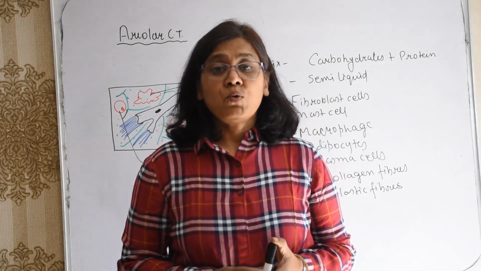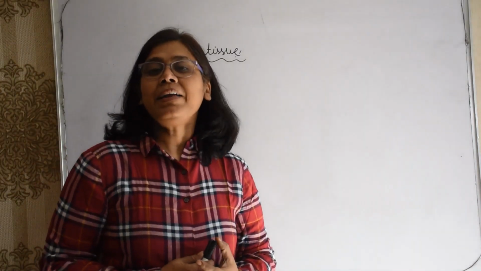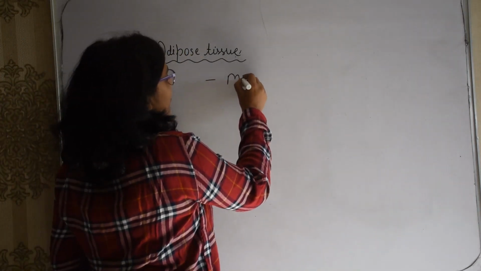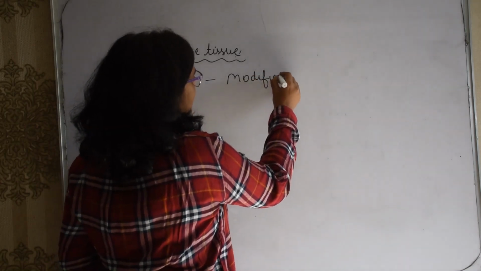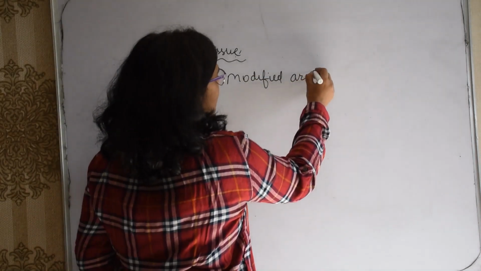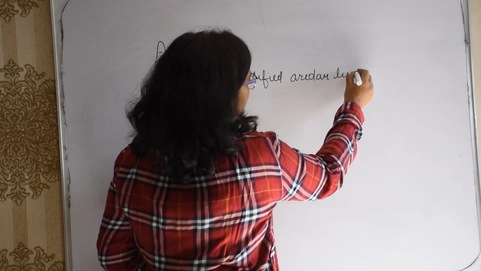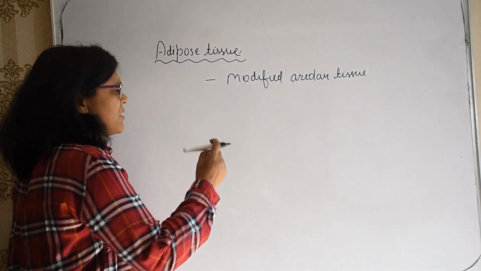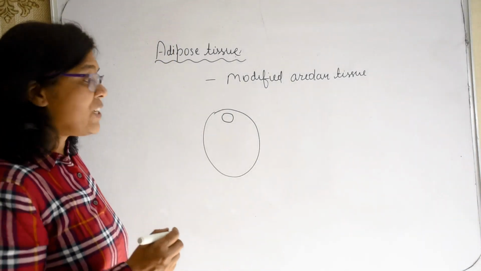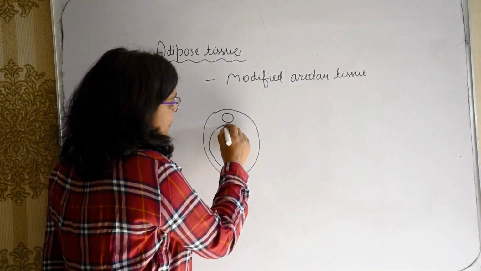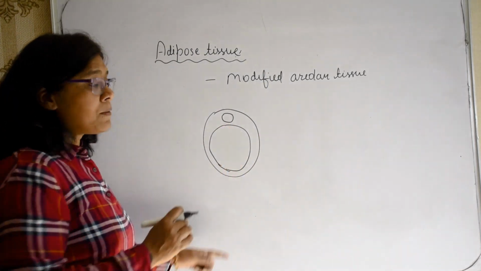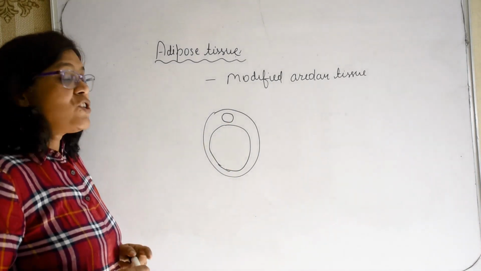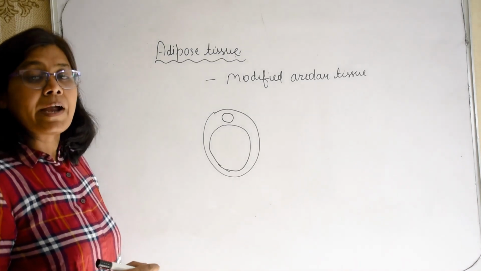The next is adipose tissue. Adipose tissue is modified areolar tissue. Adipocytes are present in abundance. Adipocytes are spherical or oval in shape. The nucleus is peripheral, and this peripheral nucleus is due to the presence of fat globules which are present in the cytoplasm of the adipocytes.